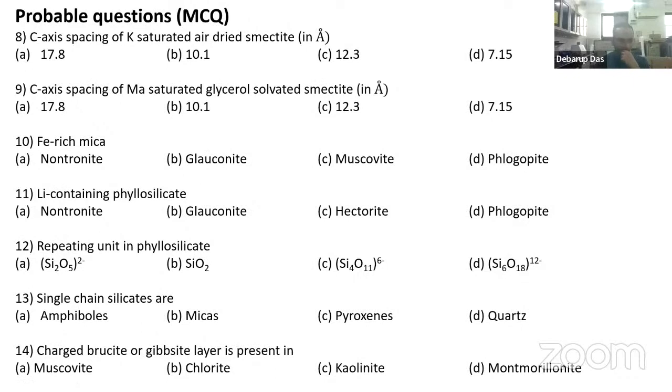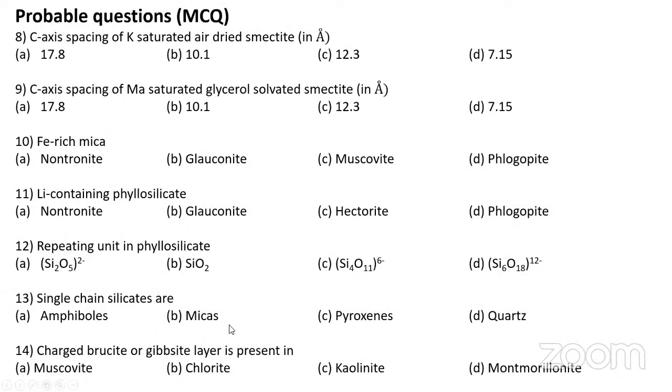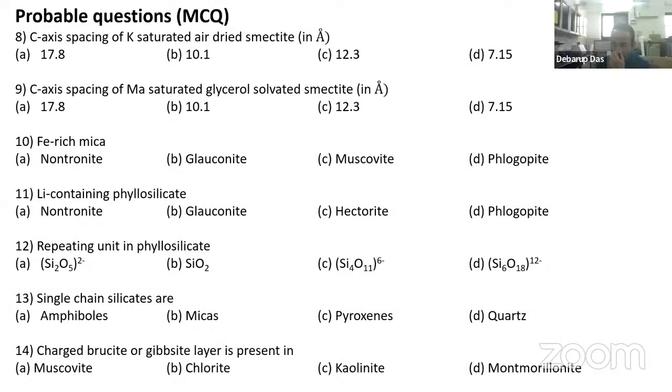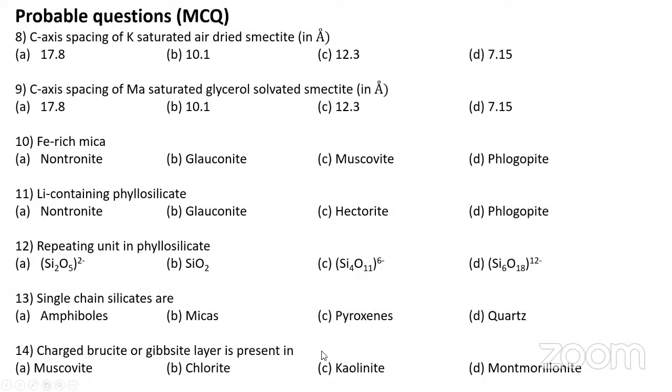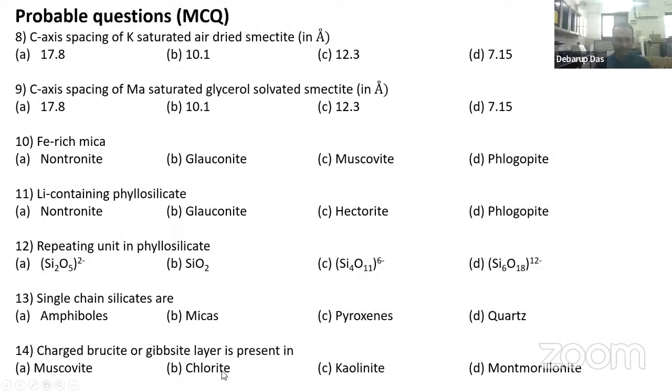Single chain silicates are? Pyroxene. Double chain silicate? Hornblende. Hornblende is an example, but the group? Amphiboles. Good. Charged brucite or gibbsite layer is present in? Chlorite. Good. It is chlorite. Don't confuse it with chloride. It is T. Okay. Yes.